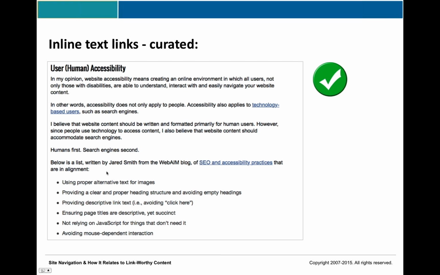Hopefully something written by Jared Smith. Exactly. So not only is there context in the inline text link, there's context next to the inline text link. So everybody, use inline text links sparingly but appropriately. They provide the best context to both search engines and users.